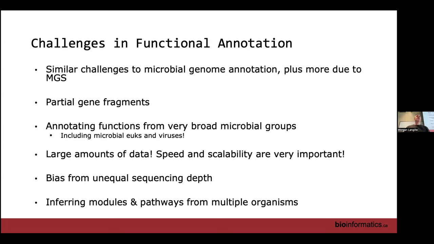And then again, we come back to this idea of computationally, it's hard. There's a lot of data. And as we'll see, if we want to have a bit more sensitivity in how we're searching for genes, that makes things a little bit slower. And so speed and scalability are very important. And then we have to think a little bit about biases that may arise from our data. So unequal sequencing depth may be a bias, gene length may be a bias, and we'll talk about those in a bit more detail.